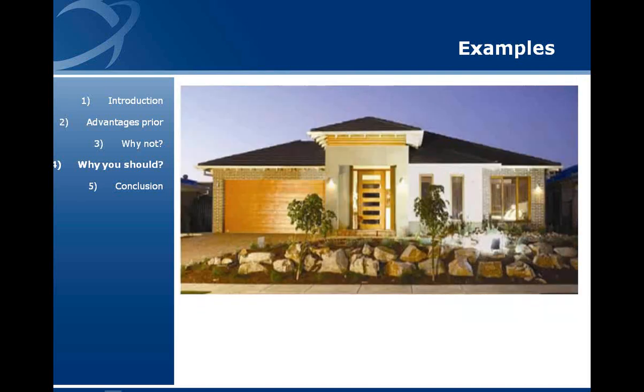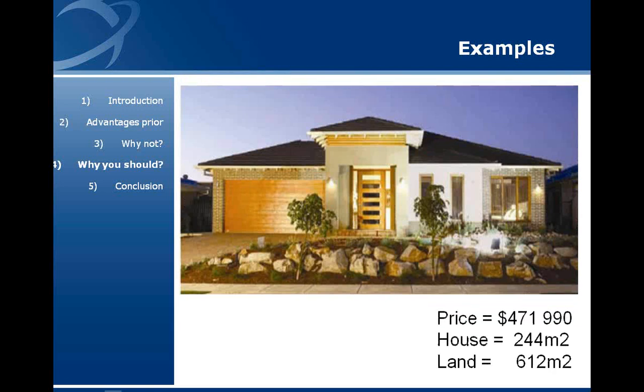And then lastly, a lot of people like this picture because it really reminds them of home and gives them an idea of the type of property that they can buy. This is a big 4-bedroom home, $471,000. The house is 244 square meters and the land is 612 square meters. And the important thing is that this property is to the south of Brisbane, in between Brisbane and the Gold Coast, in a fantastic estate with everything that we'd be used to from a South African perspective.